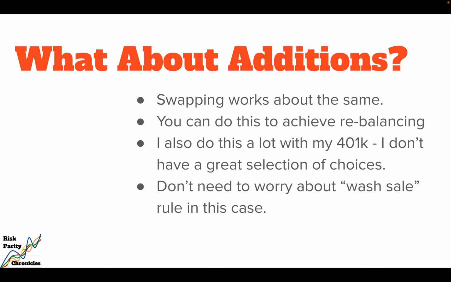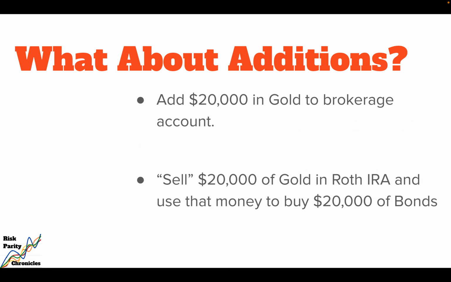In this case, you don't need to worry about wash sale rules because you're adding money and there's no sale from a taxable account. In this case, I would just add $20,000 in gold to my brokerage account, and then I would sell, meaning move into a sweep account, $20,000 of gold in the Roth IRA, and then use that money to get $20,000 of bonds. So there you go, easy peasy.